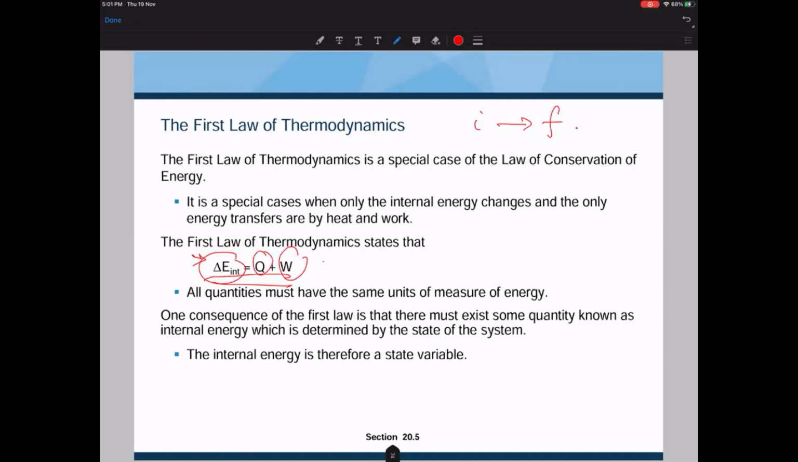And the first law states that there must be some quantity known as the internal energy, which is determined basically by the states of the system. So you have the state variables, which is the internal energy.